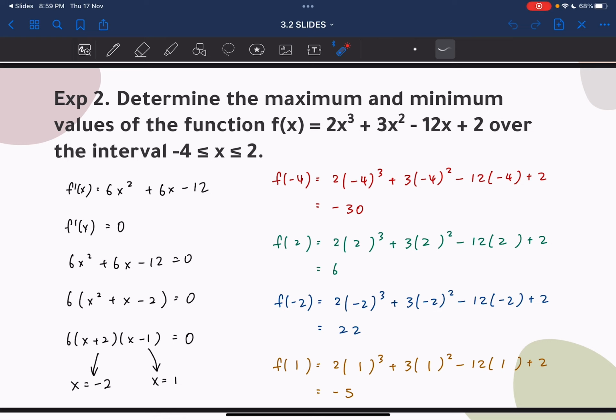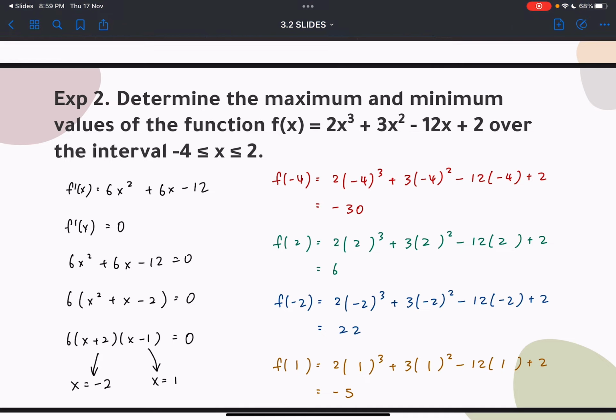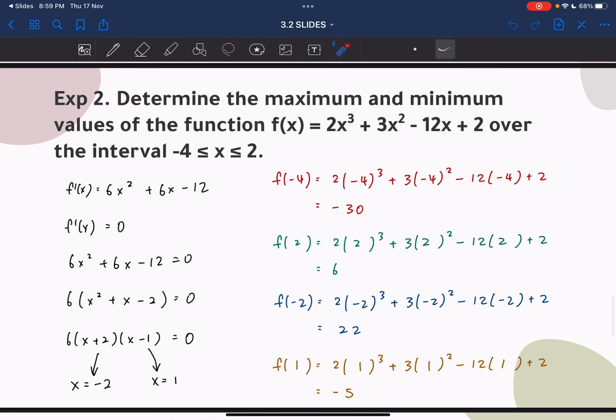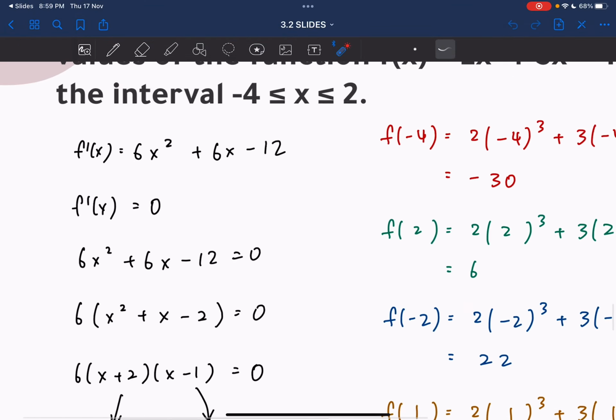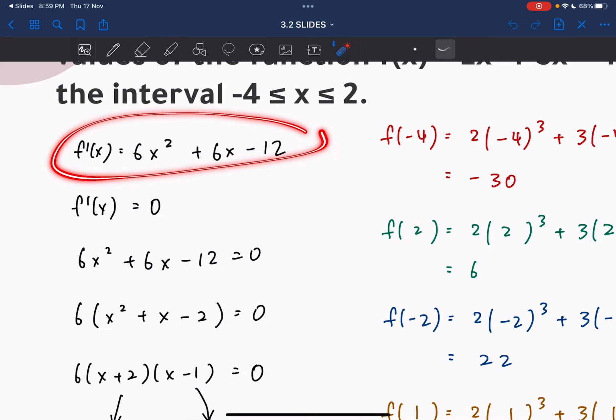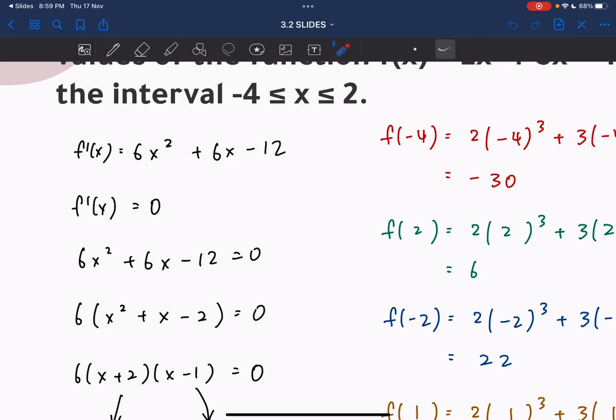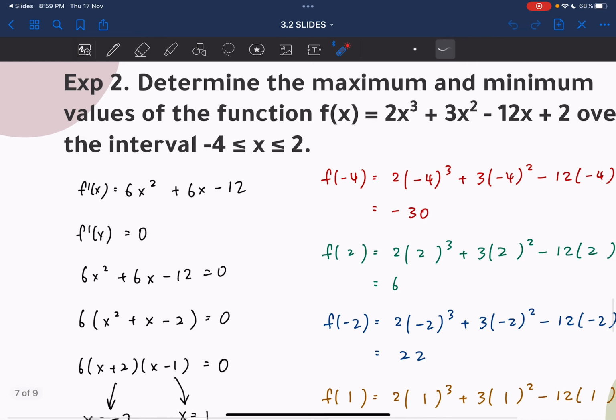Determine the maximum and minimum values of the function f(x) = 2x³ + 3x² − 12x + 2 over the interval [−4, 2]. Okay, first, it's very simple, like I talked about. We find the derivative. The derivative is 6x² + 6x − 12.